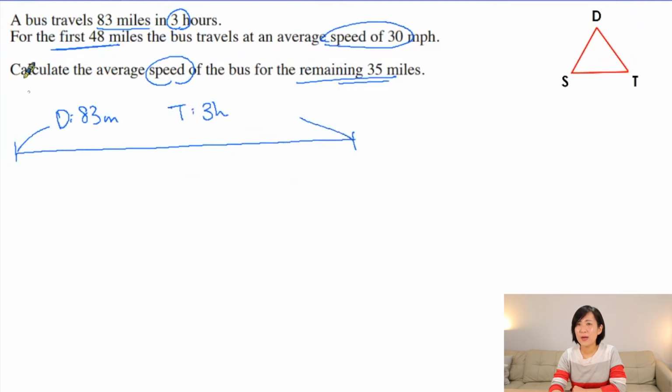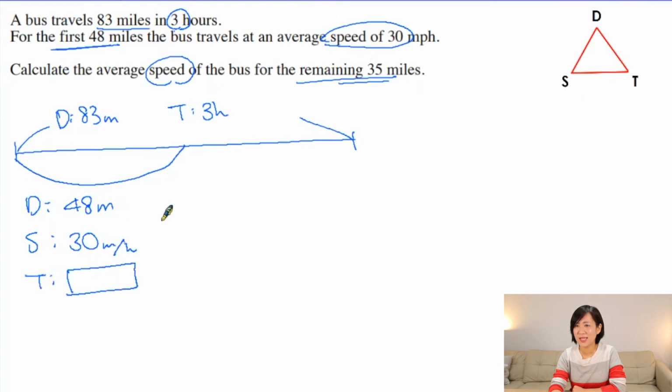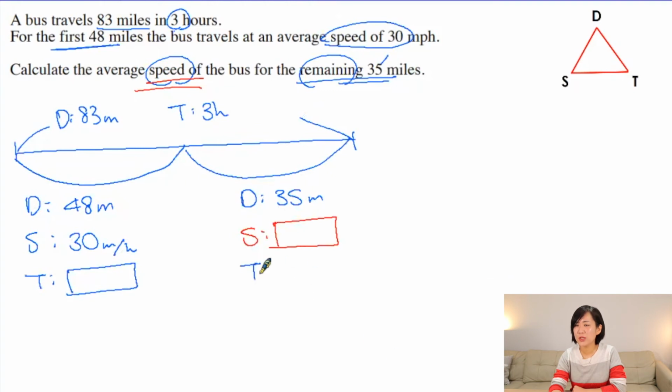Then now we've got the first 48 miles. Distance is 48 miles, and we know that speed is 30 miles per hour. Then directly we know that time is missing. We can calculate it, right? Then let's take another one. Another part is 35 miles. The final goal is we need to find the speed of this section, and to find the speed, we also need to know about the time. What did we do? To find the time, we calculate distance divided by speed.